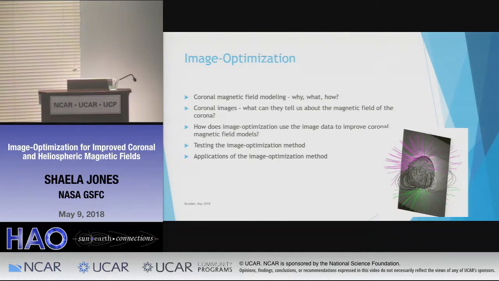So basically, I'll start by talking to you a little bit about how and why we do coronal magnetic field modeling, and then how we can use coronal images to help with that. And then I'll show you some testing that we did of the method that we developed, and finally I'll show you some applications that we did with K-core data.